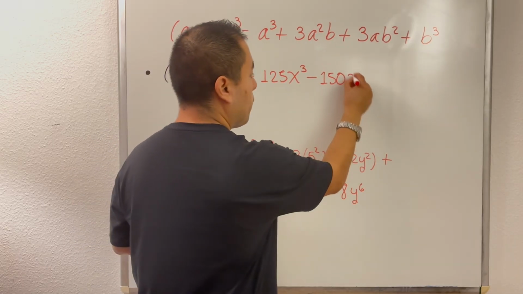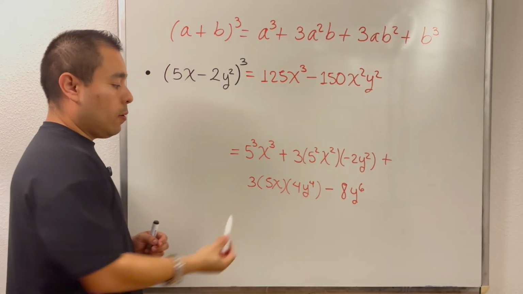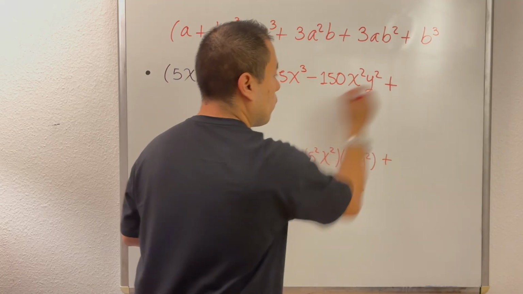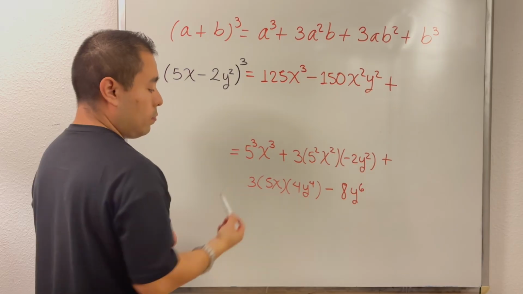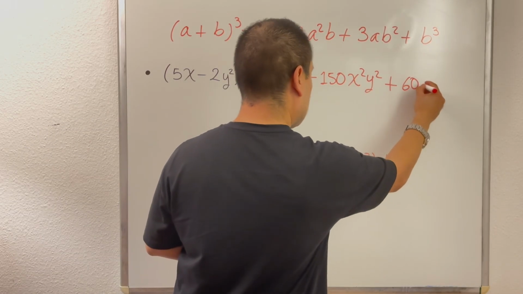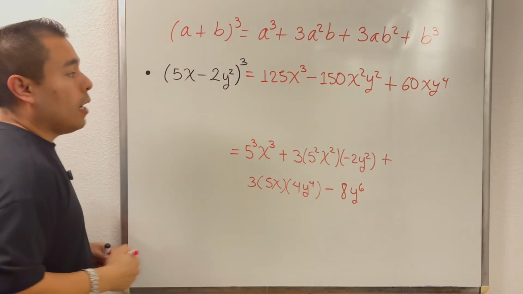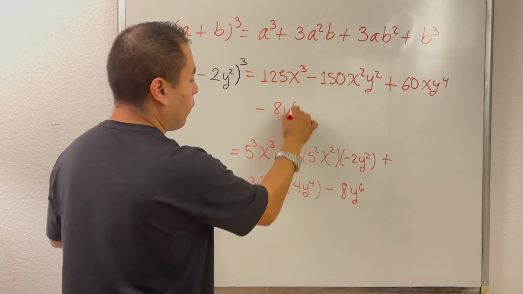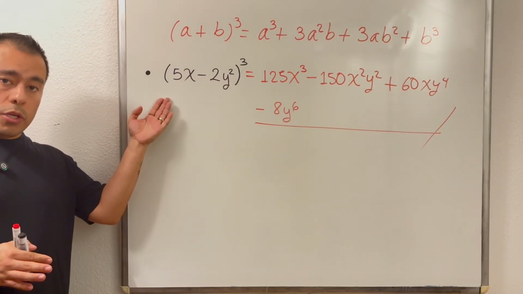x squared, y squared. The next one, positive by positive by positive. This is positive. 3 by 5 by 4. This is 60. 60 x y power 4. And the last term that we have already written here, minus 8y power 6. So this is the result for this expression.